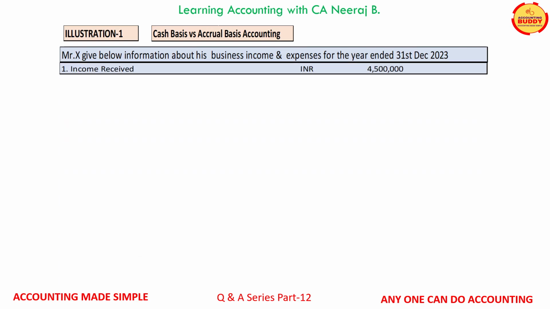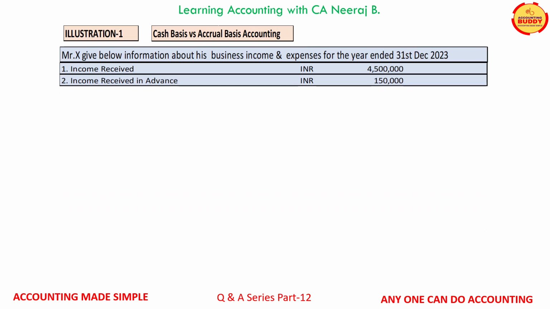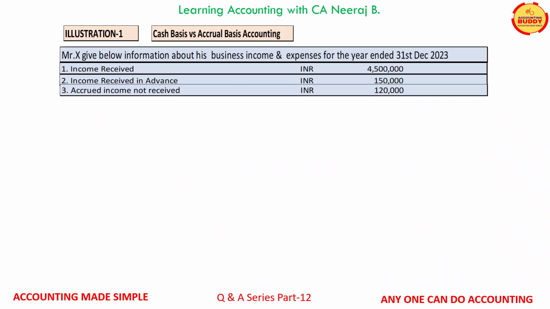Income earned and received for the business is 4.5 million. Amount of income received in advance is 150,000. It means the customer has paid advance and the goods are still not delivered. The income which is accrued but not yet received is 120,000.